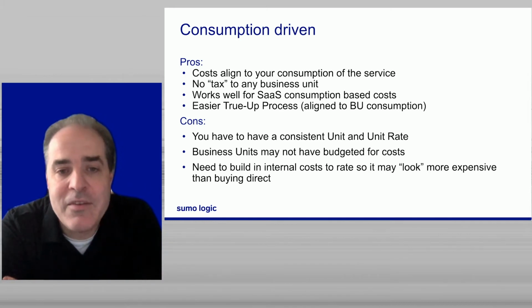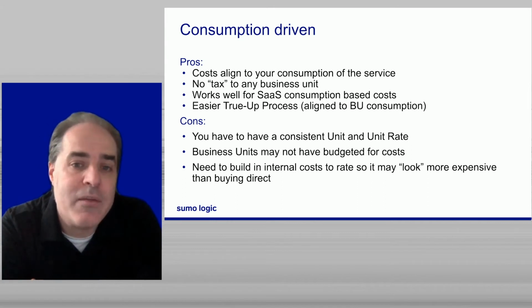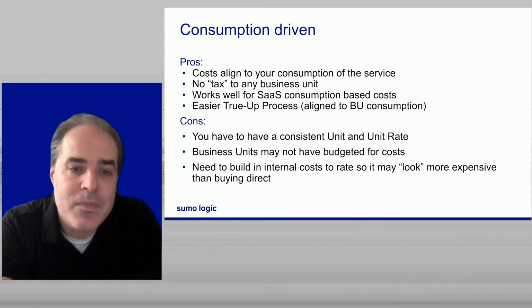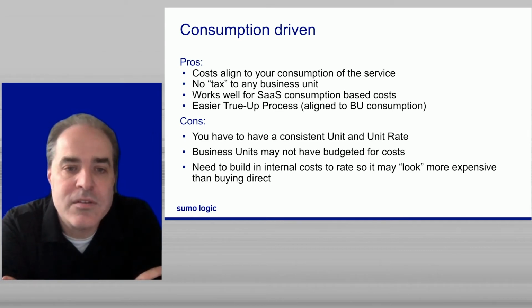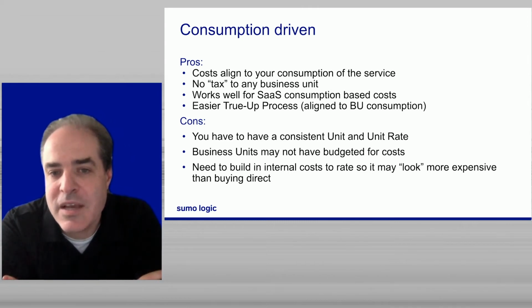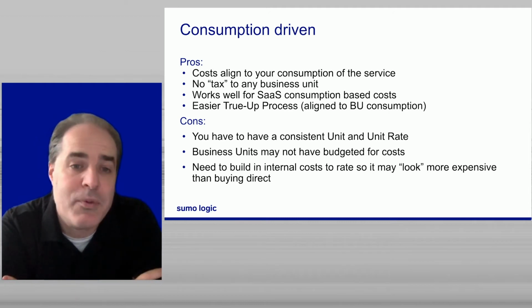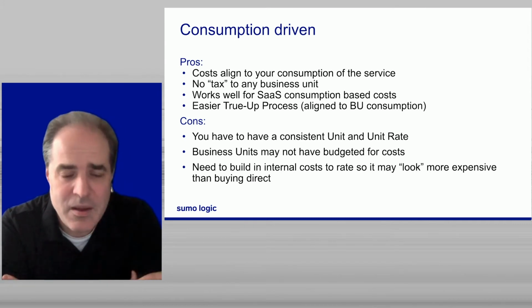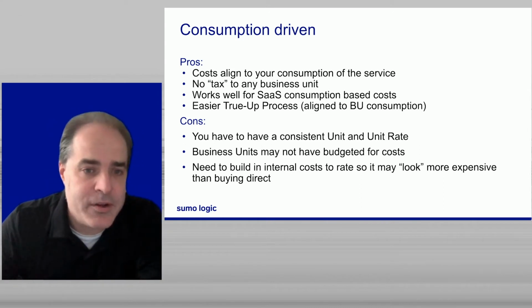We do have a drawback if you do overrun. Business units may have not budgeted for those costs, but that's true in any method. If somebody overconsumes, they may not have budgeted for it. This way you can at least explain to them what they're paying for. And then you do need to build in internal costs to a rate, and that may make it look more expensive than buying direct. Sometimes what we see with the consumption approach is some business units may say, well, it looks like I can go get this from Sumo cheaper if I just do it myself. You do need to explain any other costs that you've built in for your organization. And then, hey, there's a volume discount, right? By purchasing more, we could probably get a better rate than you just going direct.